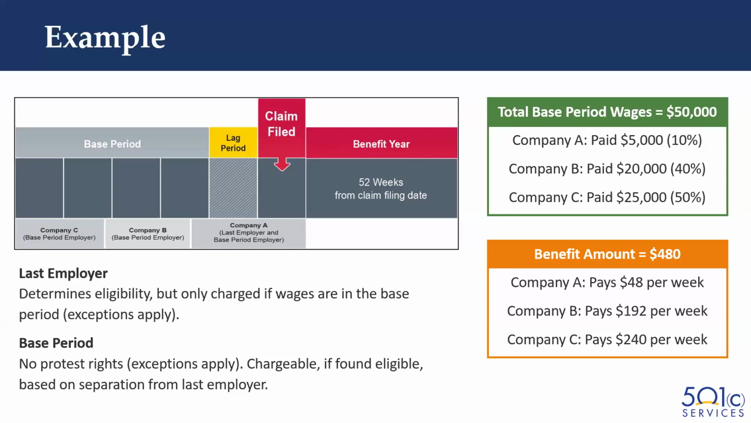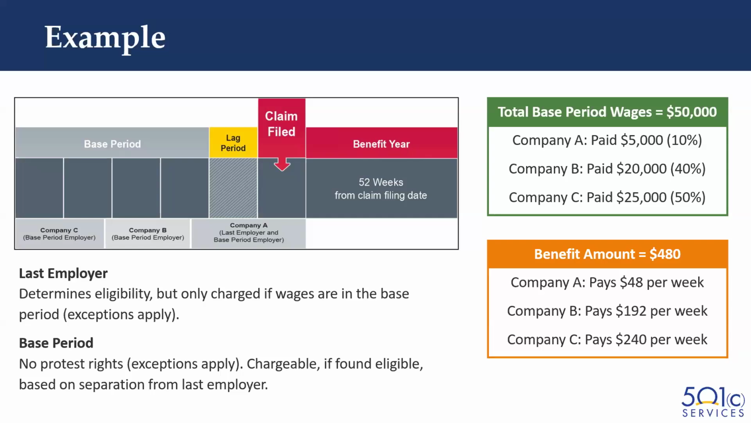So in that example, let's say, again, $480 a week, and let's say they qualify for the maximum 26 weeks. That would be $12,480 total. And so let's say, we'll start with company A because they only paid 10%. So basically that's $1,248 of the total claim. So what they would do is they would start with company A and charge them $480 a week until they hit that maximum of $1,248.